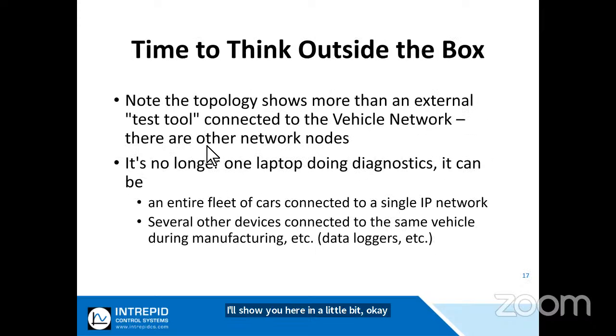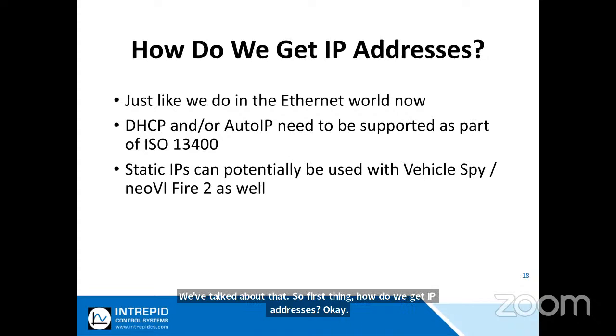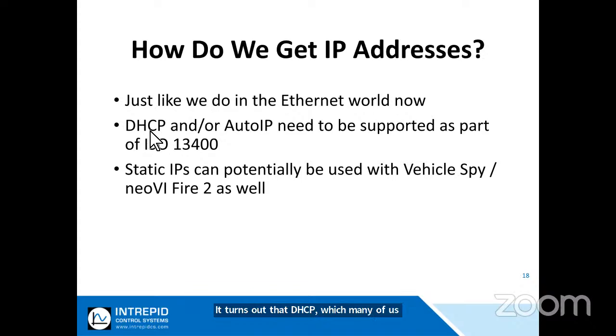And we've already done all the outside-the-box stuff. We've talked about that. So first thing, how do we get IP addresses? Really the easy way, because if we're going to be on Ethernet, we have to get an IP address. So we essentially do things the same way we would in an IT environment. It turns out that DHCP, which many of us have working in our computers right now and give us our IP addresses on our campus network, or auto IP are both supported. Both of those basically provide the ability to connect up to the network and get an IP address assigned.